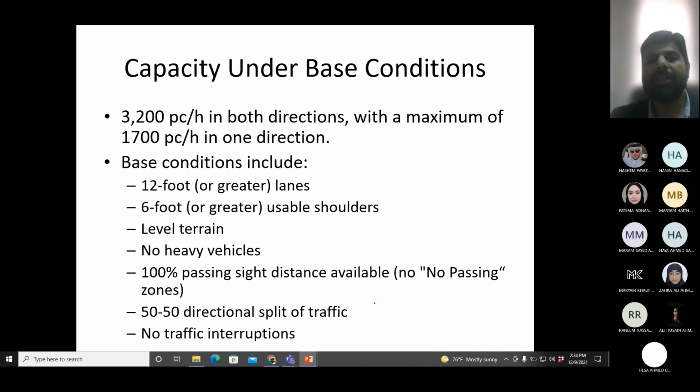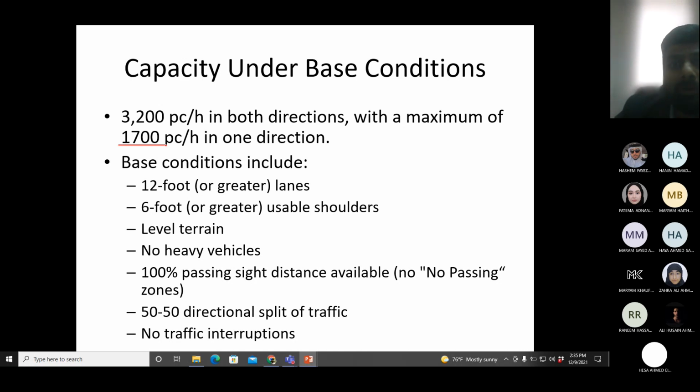So we start with the value of the capacity. First of all, you should know the capacity of two-lane highways. The capacity is fixed at 3,200 passenger cars per hour for both directions. And like I mentioned earlier, when one direction is completely saturated, it will affect the other direction. So this 3,200 is not equally divided in both directions. Out of this 3,200, only one direction can have 1,700. The other direction will have 1,500 at the same time.